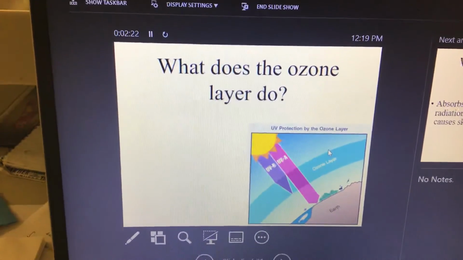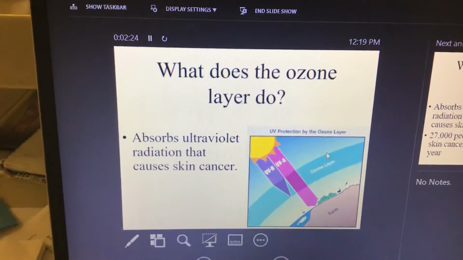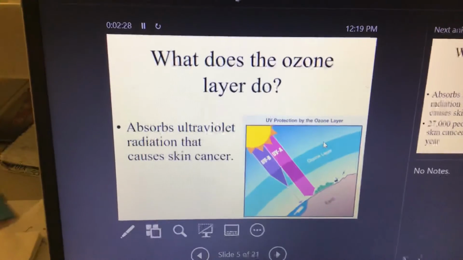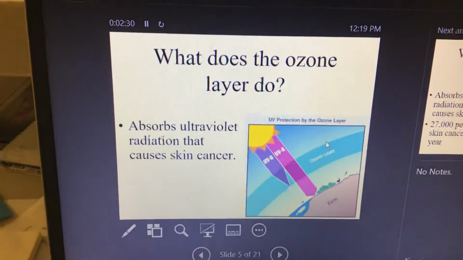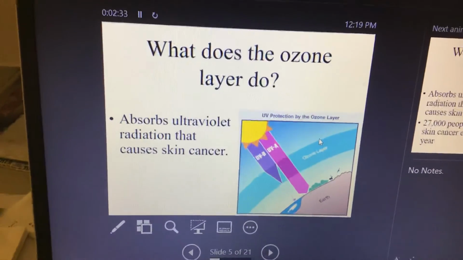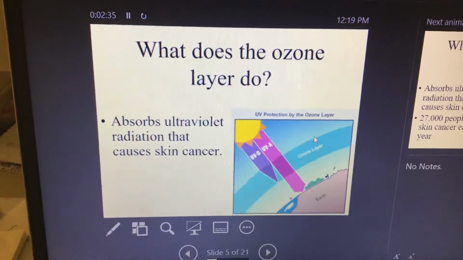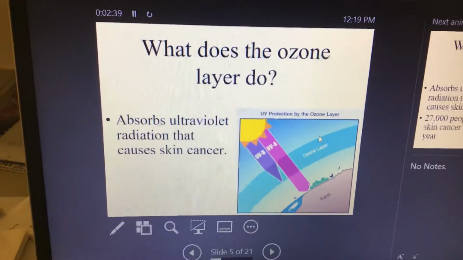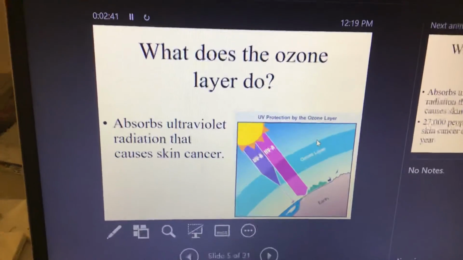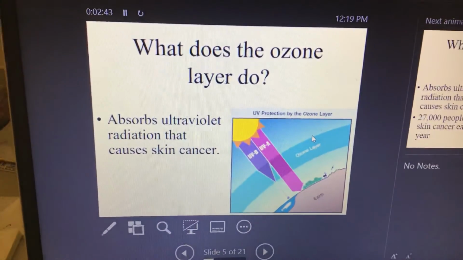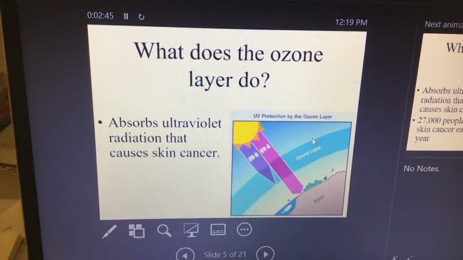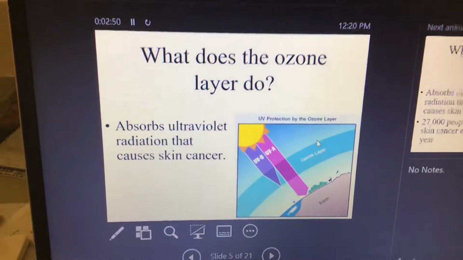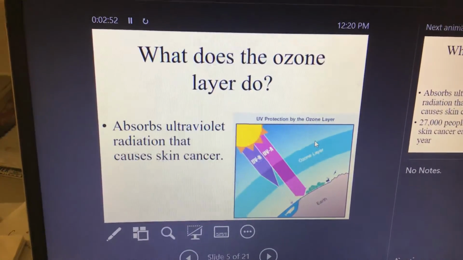Go ahead and write this down. What does the ozone layer do? And put that first bullet there. The ozone layer absorbs ultraviolet radiation that can cause issues like skin cancer or can kill plants and animals. So the ozone layer is basically a cloud of oxygen that is going to protect us from UV rays from the sun. Acts as kind of a blanket or a shield.